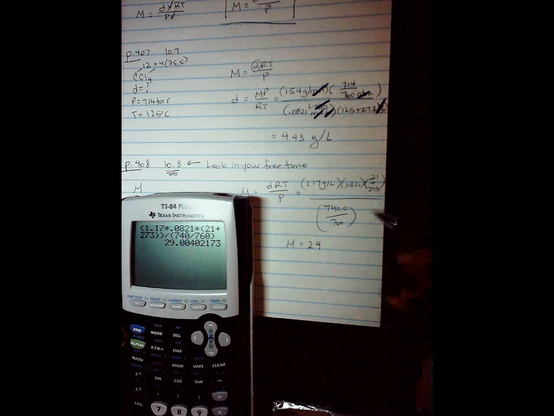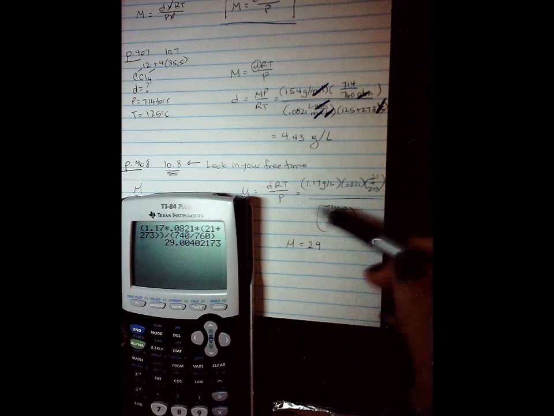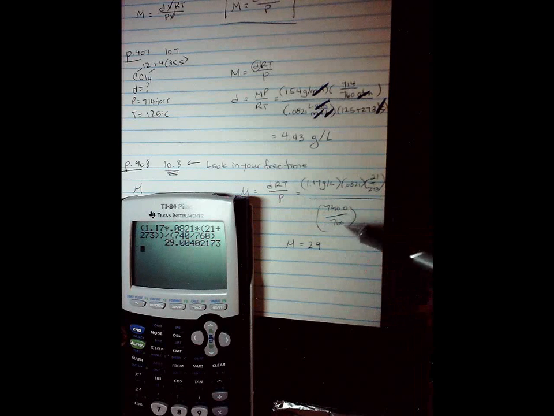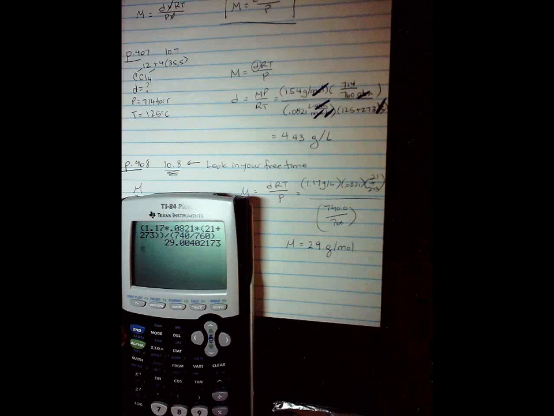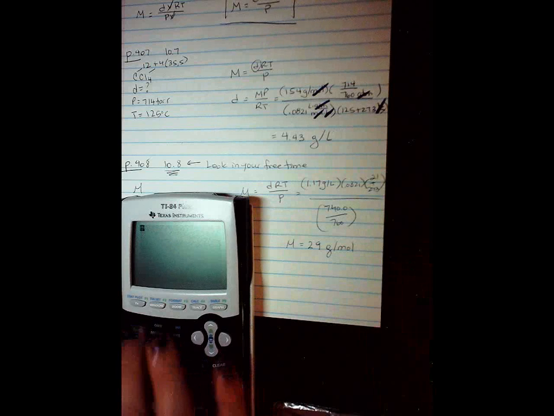If you have a hard time figuring it out, cancel out the units that are in the problem and see what's left behind. All right? But I'm going to tell you it's grams per mole. All right? Okay, any questions there?